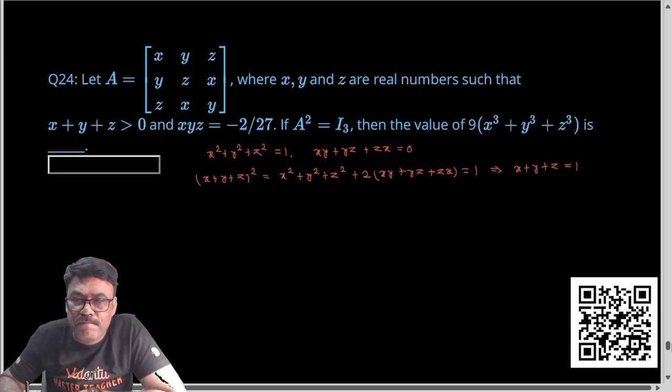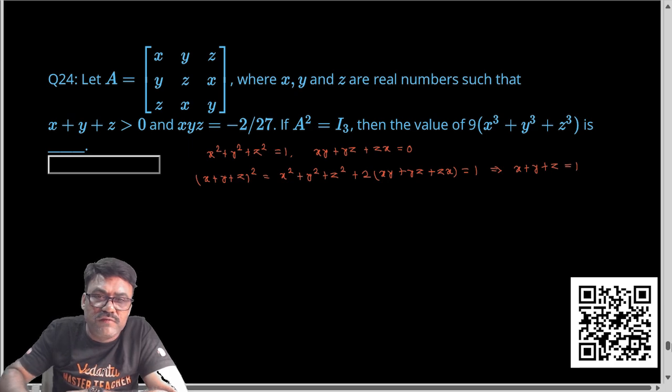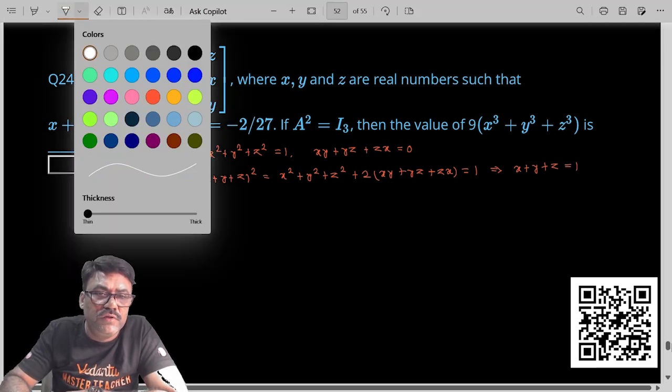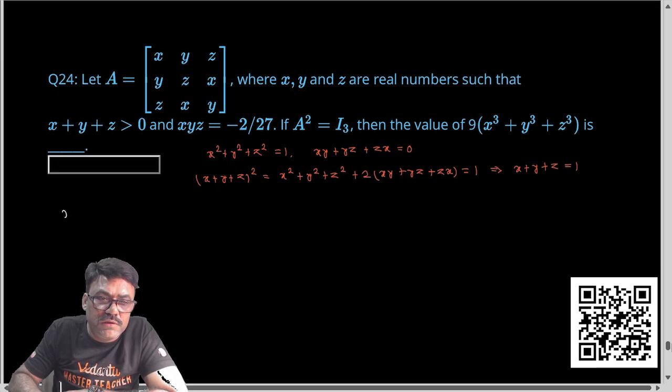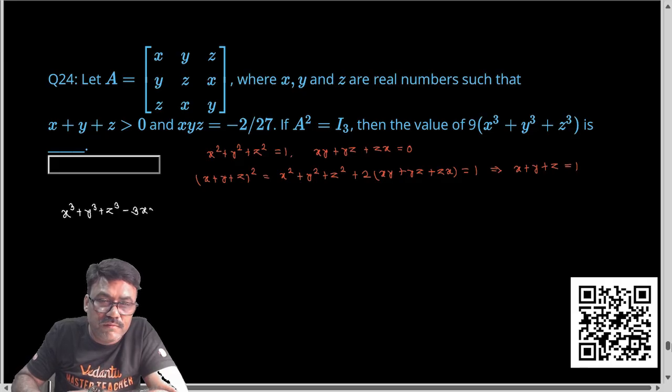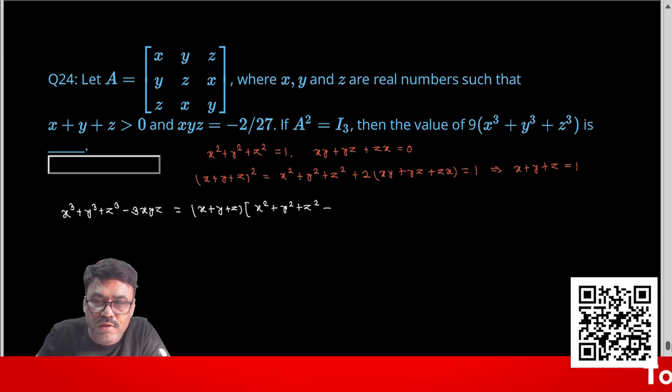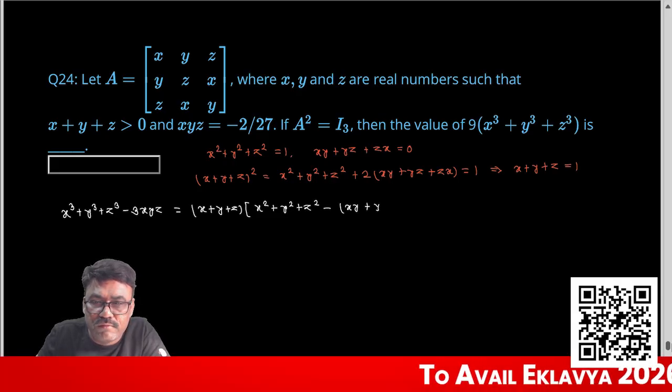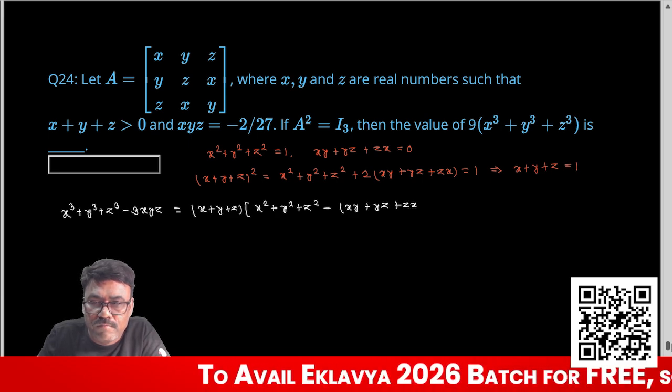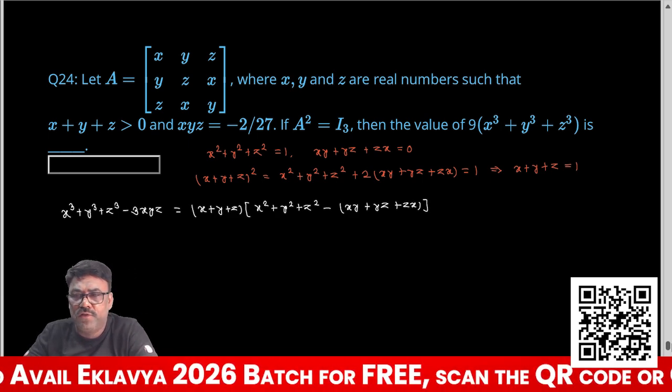Now I can find x cube plus y cube plus z cube. There is a standard formula, and in case you don't know this formula, for the future keep it in your mind. x cube plus y cube plus z cube minus 3xyz can be written as x plus y plus z, then x square plus y square plus z square, then minus xy plus yz plus zx. It is a very standard formula. Keep it at your fingertips.